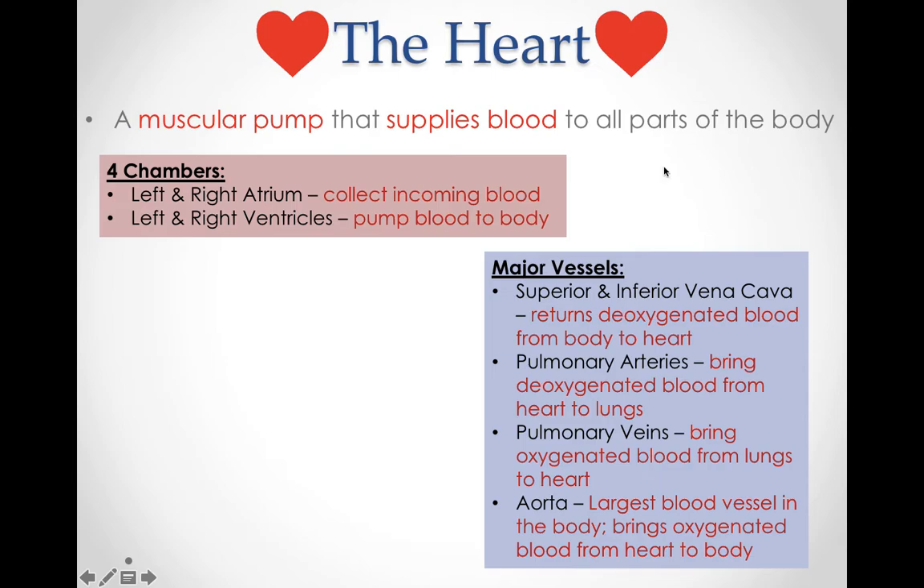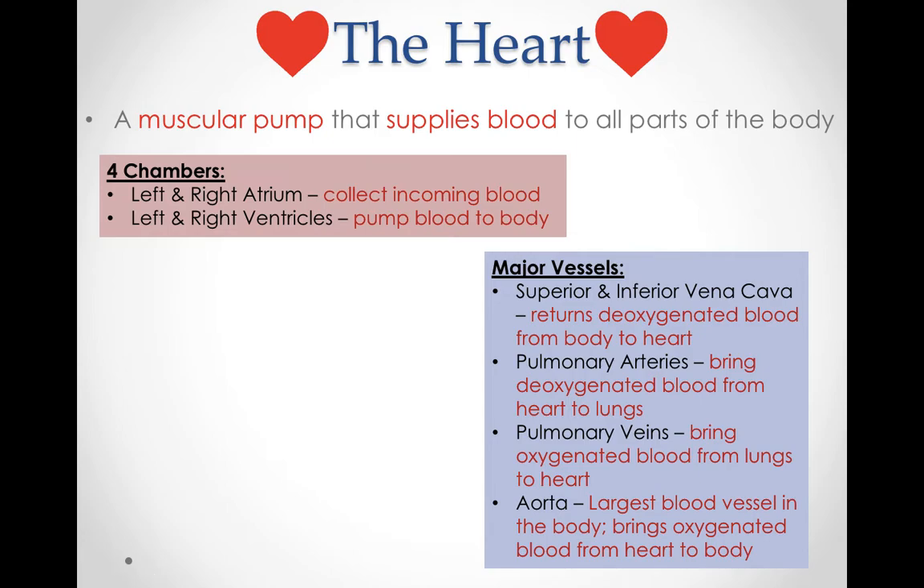Our next section is the vessels. So we've got sort of 4 main ones that feed into the heart that we want to look at. So the first is the superior and inferior vena cava. So that's returning all deoxygenated blood from the body back to the heart. The pulmonary artery, we kind of just talked about, that's bringing deoxygenated blood from the heart to the lungs. The pulmonary veins are bringing oxygenated blood from the lungs back to the heart. And that big one, the aorta, largest blood vessel in the body, is bringing oxygenated blood from the heart to the body.